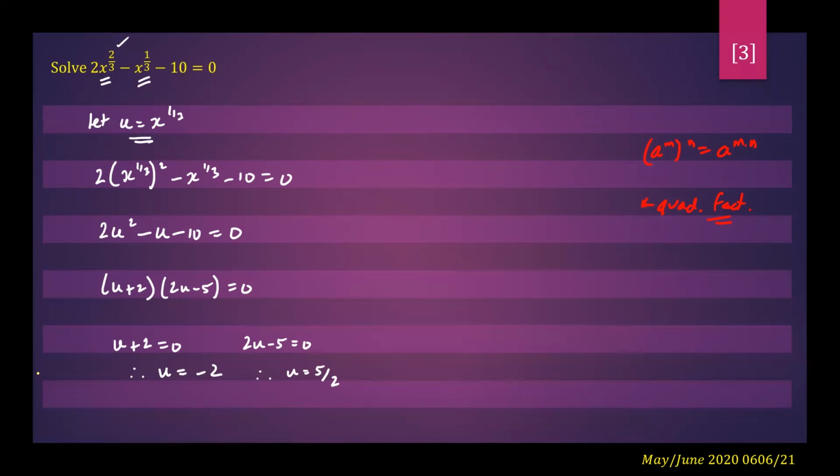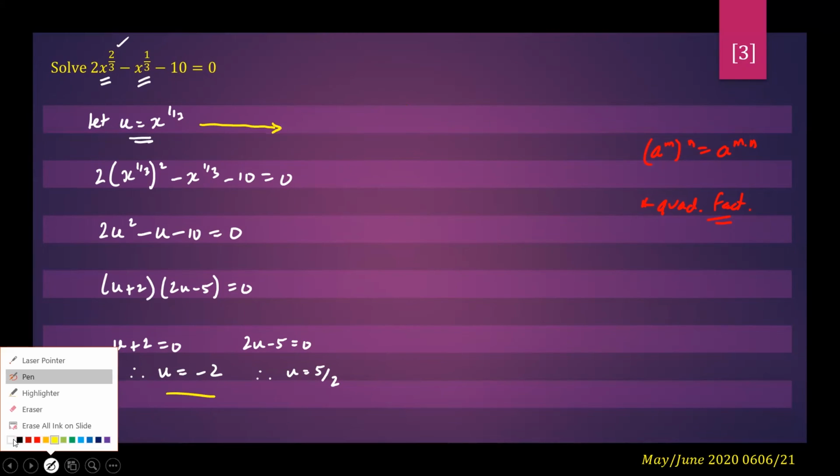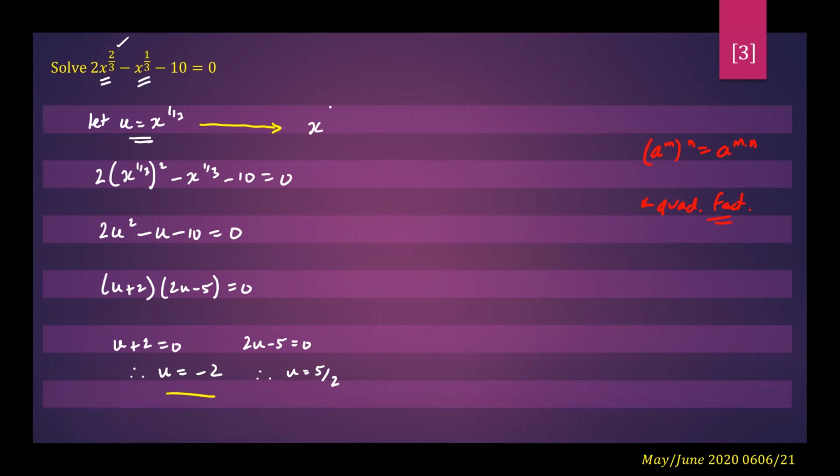Let's go back to our original substitution where we said u equals x to the 1/3. In the question, we say u equals -2. Up here, we say u equals x to the 1/3. So we can write x to the 1/3 equals -2. To find x, we can cube both sides. So let's do that. We did that because 3 and the 1/3 will cancel when you multiply. So we're going to have x equals -2 cubed, which is -8.